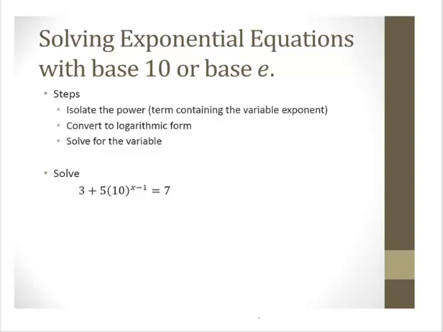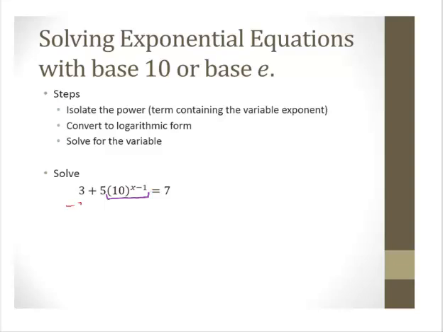Now, be careful here. If you write this, 3 plus 50 to the x minus 1 equals 7, it's immediately wrong, because you've gone against the order of operations. You've taken care of a multiplication before dealing with the exponent. We cannot do this. So what I need to do is isolate this 10 to the x minus 1. What's happening to it? There's a multiplication by 5 and an addition of 3. We undo those in the other order.